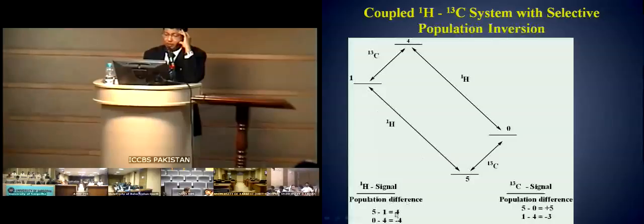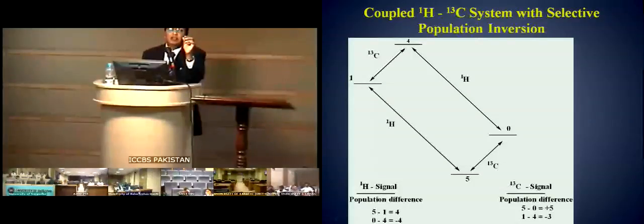5 minus 1 is 4, and 0 minus 4 is minus 4. This is the proton signal. For carbon, 5 minus 0 is plus 5 and 1 minus 4 is minus 3. So the peak which was appearing as 1:1 for carbon and 4:4 for proton is now appearing as 4:-4 for proton and plus 5 and minus 3 for carbon.